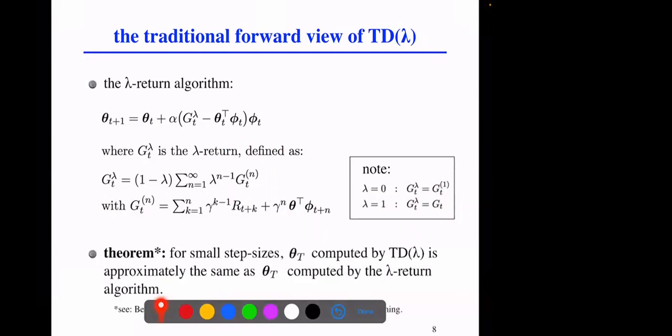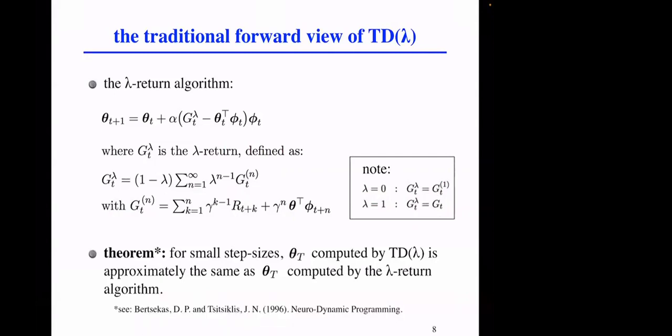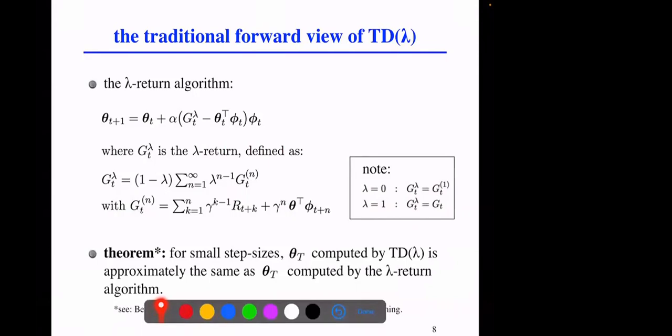And the theorem says that for small step sizes, theta t, the value you compute at the end of an episode by TD lambda, is approximately the same as the value you compute by the lambda return algorithm. And this "approximately the same" is also where the limitation of this theorem lies. Because for small step sizes, that's not generally the region where you want to be.